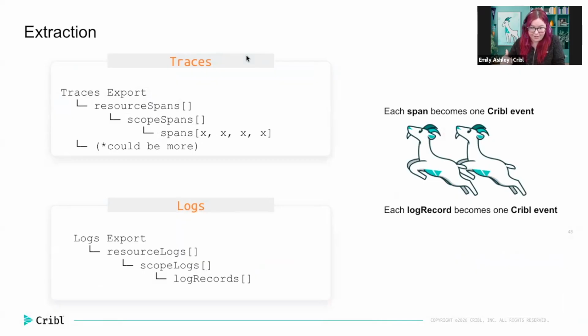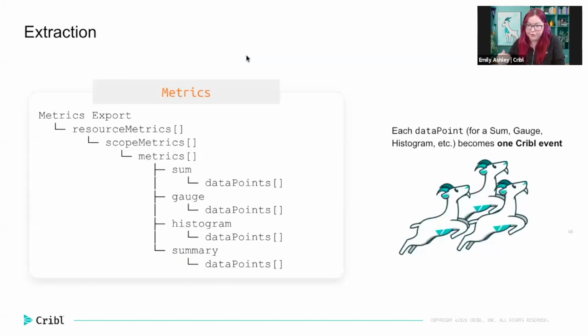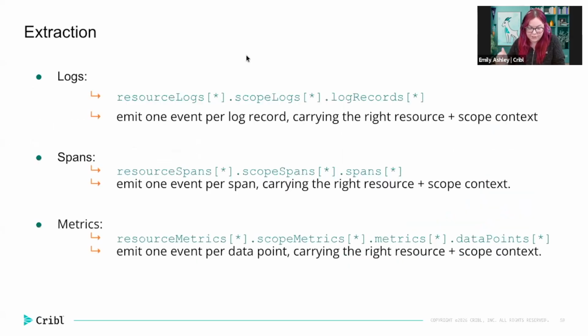Each log in a log records array will become one Cribl event. With metrics, that goes down to the data points for each metric type. Each data point for some gauge or histogram becomes one Cribl event. Extraction logic iterates across all groups. For spans, we iterate all resource spans, scope spans, all the way down and emit one event per span, carrying the right resource and scope context with it.